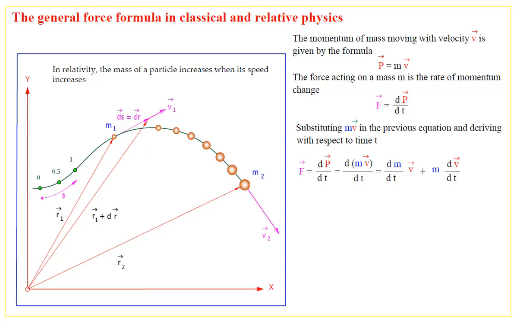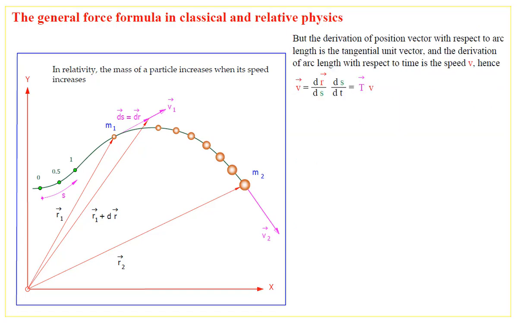Substituting mv in the previous equation and deriving with respect to time t. According to the definition of velocity. But the derivation of position vector with respect to arc length is the tangential unit vector, and the derivation of arc length with respect to time is the speed v, hence. Substituting this result in force formula.